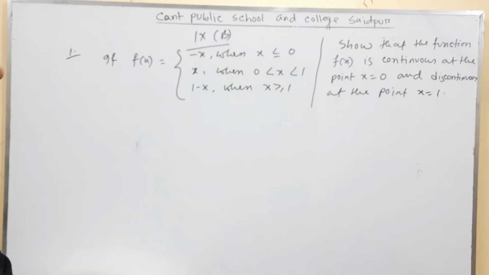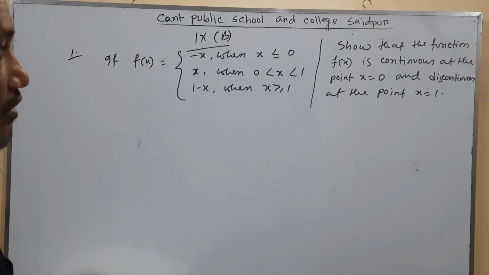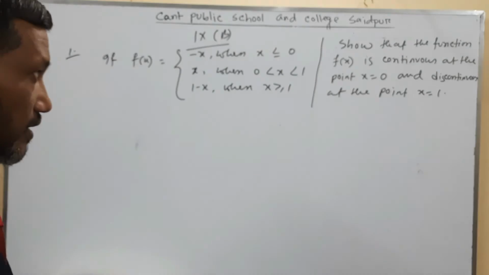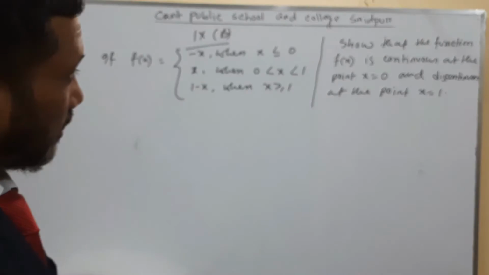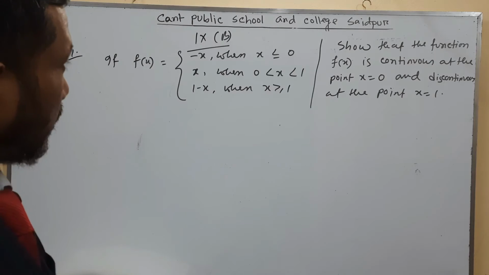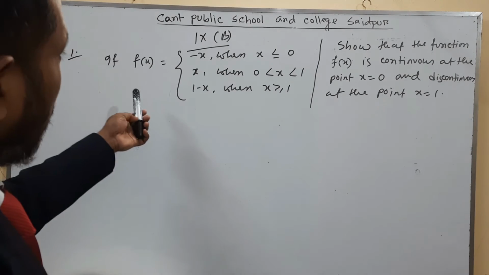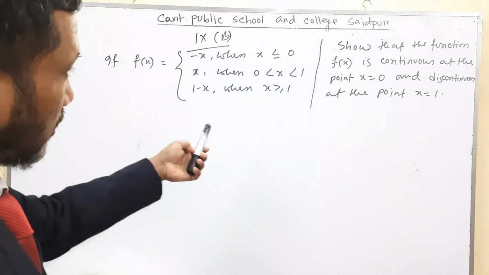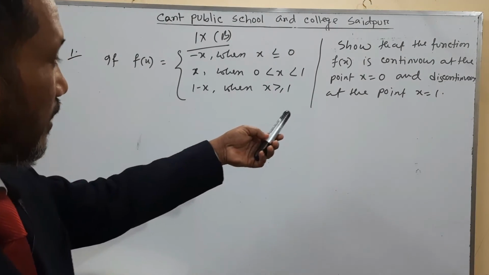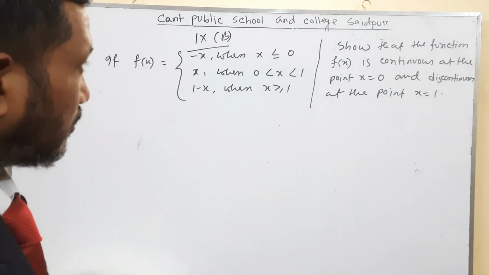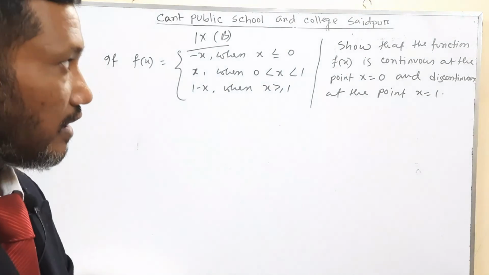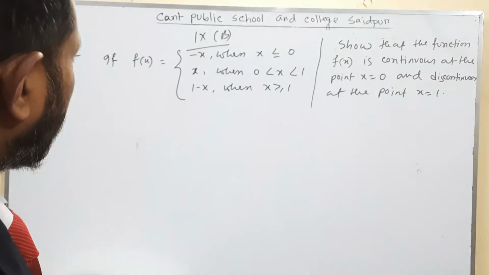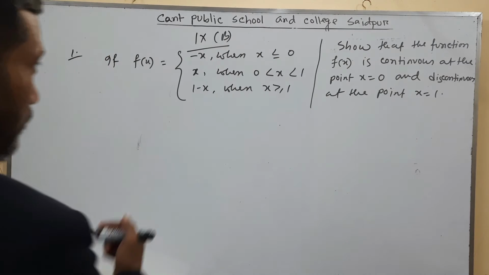First, I will prove the function f of x is continuous at the point x is equal to 0. That is, if we can see the function right hand limit for x is equal to 0 is equal to left hand limit for x is equal to 0 and functional value for x is equal to 0 of this function is equal, so we can tell clearly the function f of x is continuous function.